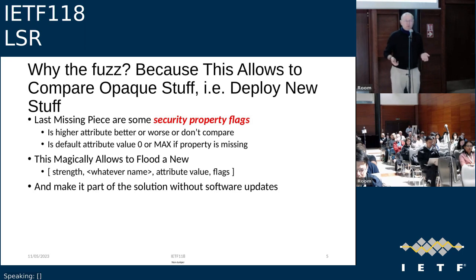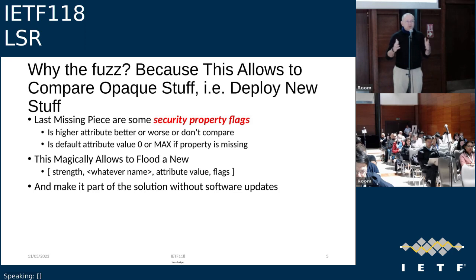If you carry, for example, availability, link loss, well, if you lose more, it's a worse thing, right? If you look at the encryption algorithm, a longer key is actually better. So you basically say that's how you compare. Is smaller better or bigger better, or don't even compare? You cannot compare the attribute. It may mean something which has no relevance in terms of comparison.